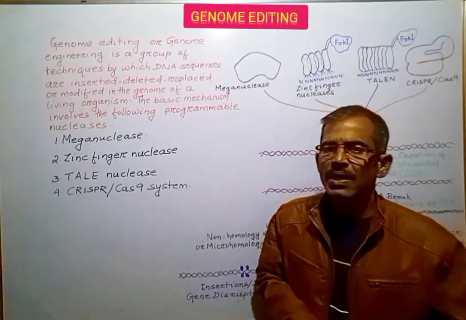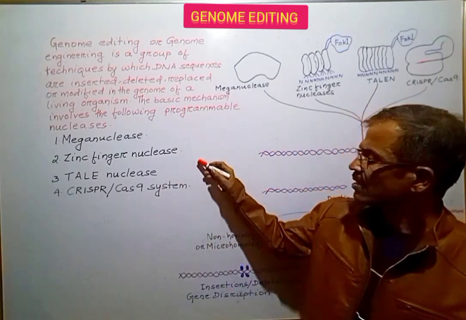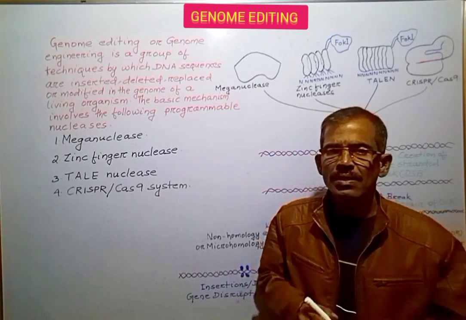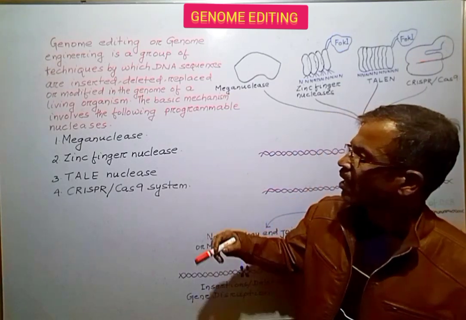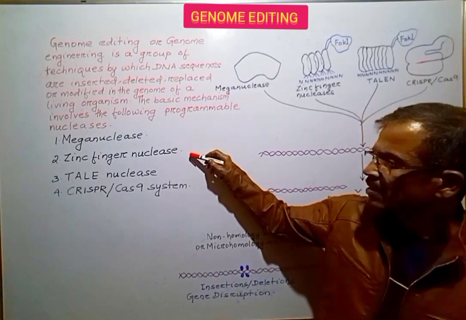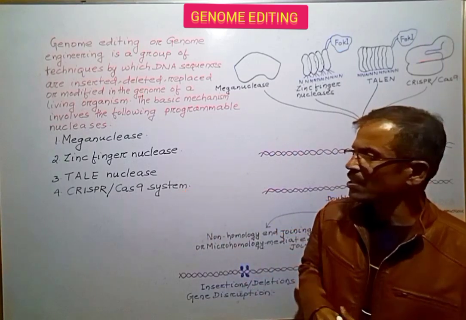For genome editing, 4 different types of programmable nucleases are used to create double-stranded breaks. These enzymes are meganuclease, zinc finger nuclease, TALEN, and CRISPR-Cas9 system.